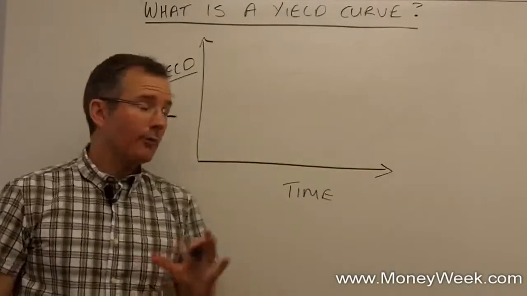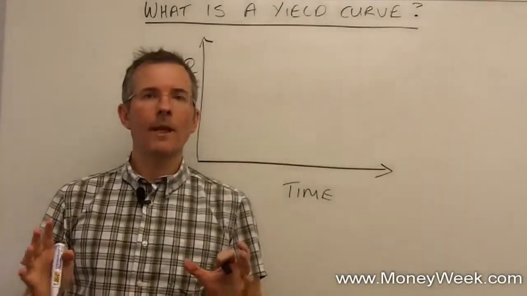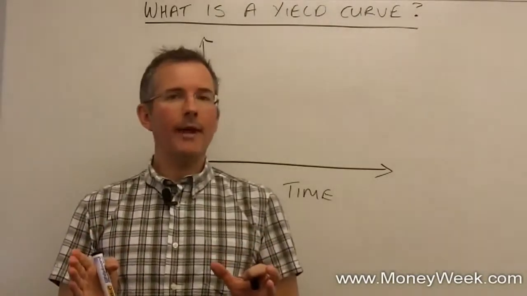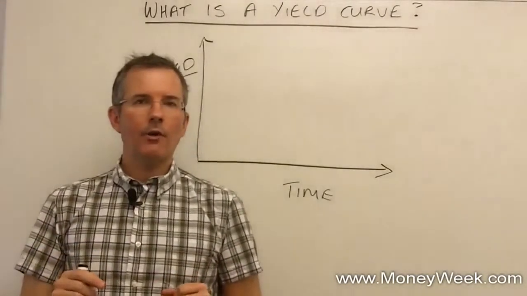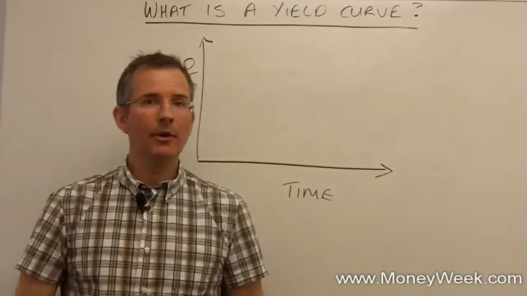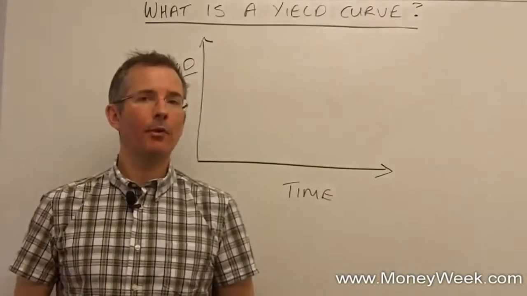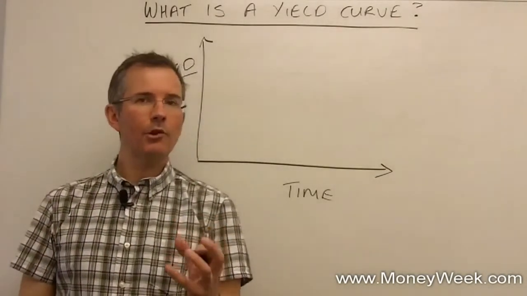Now, I should just stress, yield curves look at what's called the total yield on bonds. So when you look up a bond price in, say, the FT, you'll find there's a column with flat yield, income yield. That's not the one we're talking about here. That just looks at the income return on a bond. We're looking at what's called the yield to maturity here.